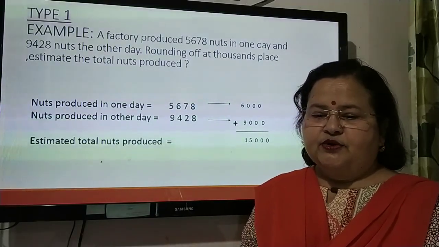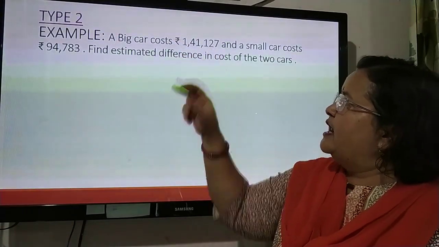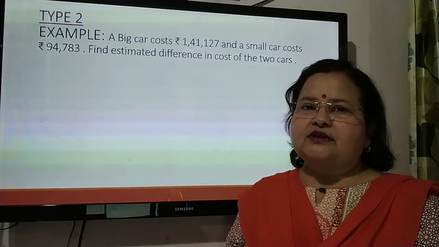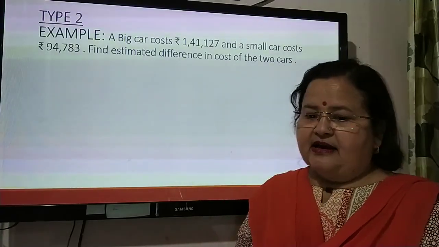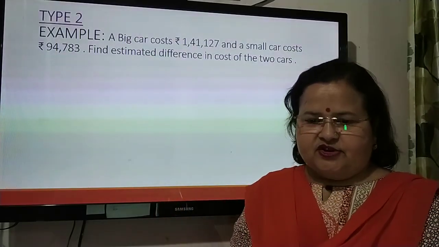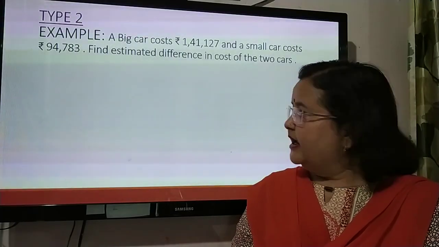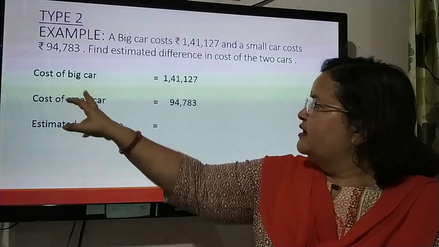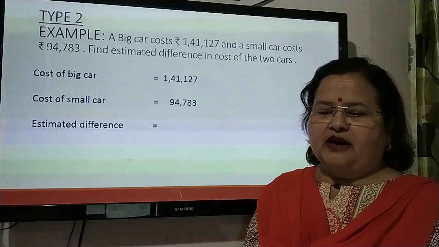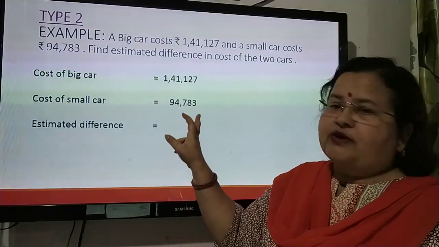Okay, now coming over to type 2, wherein the question says a big car costs rupees 1,41,127 and a small car costs rupees 94,783. Find the estimated difference in cost of the two cars. That's it. Nothing else is given to you. You have not been told at which place to round off. Again, we'll start with writing the statements. Cost of big car is 1,41,127. Cost of small car is 94,783.